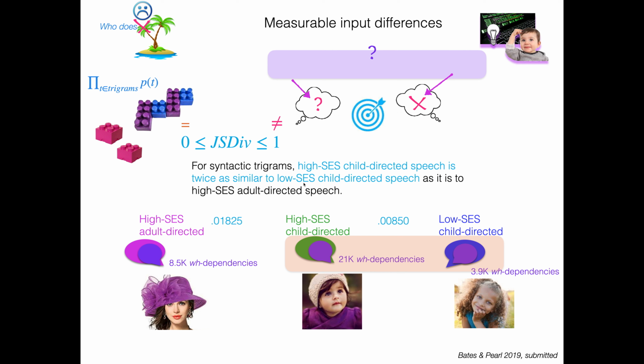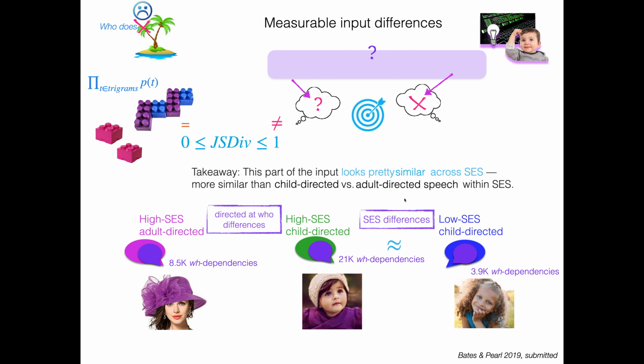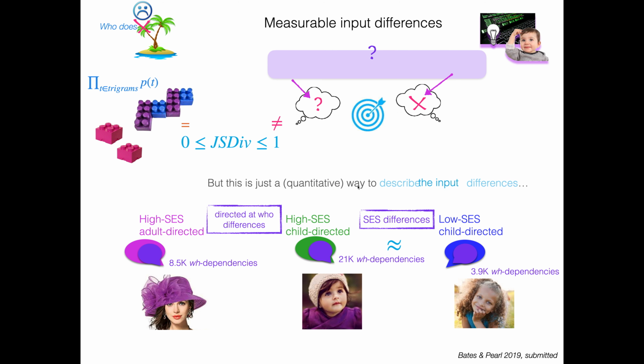So for wh-dependencies and syntactic trigrams, who you're talking to seems to matter a lot more. In fact, SES differences matter less. It's our measurable takeaway. So this part of the input, not any other part, but this part, looks pretty similar across SES, more similar than child-directed versus adult-directed within SES. So that is a nice quantitative way to describe the input differences. That's what we've just done: describe an input difference on this part of the input.